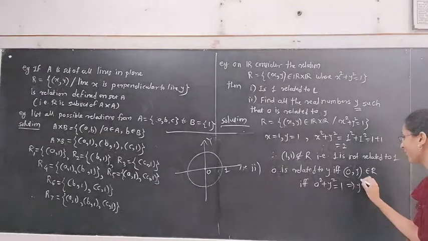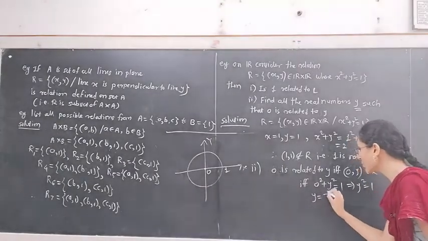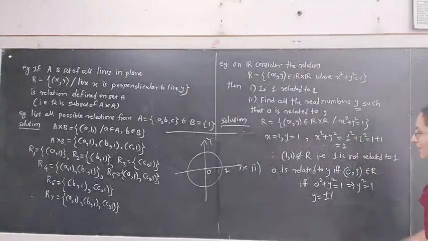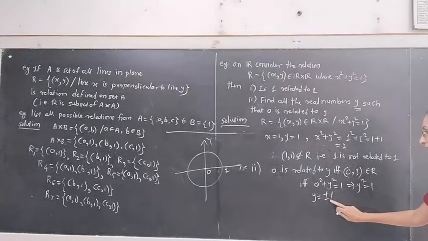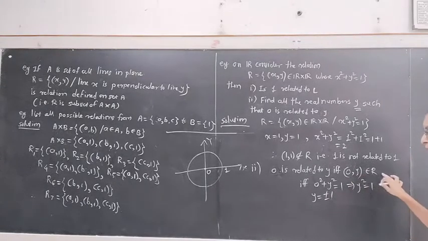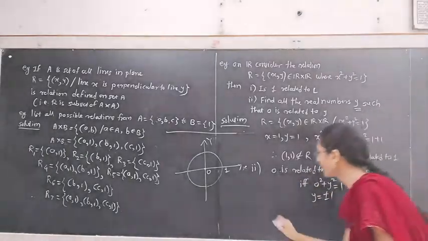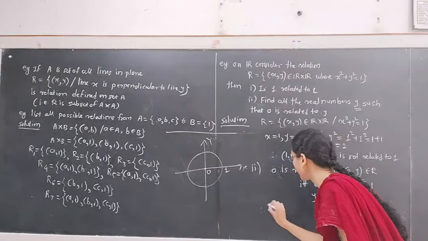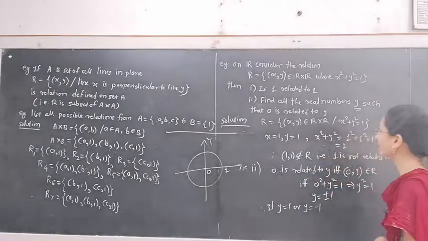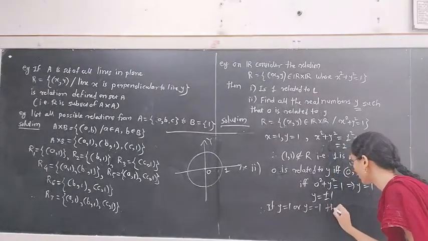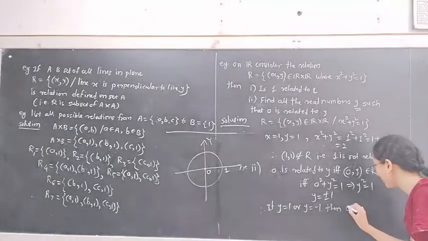This implies y square is equal to 1. By taking square root, we get y is equal to plus or minus 1. Hence, if y is equal to plus 1 or minus 1, then the ordered pair (0, y) belongs to R, and then only 0 is related to y. Therefore, if y is equal to 1 or y is equal to minus 1, then 0 is related to y.